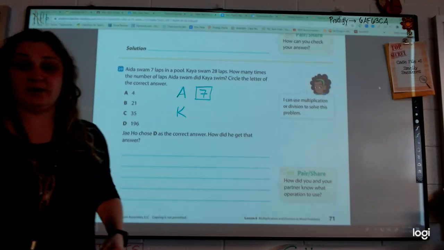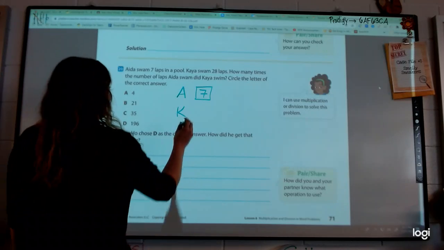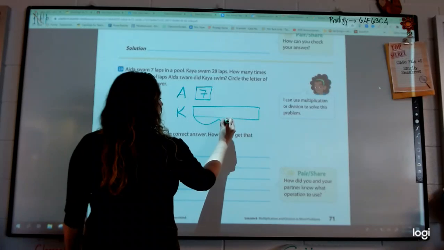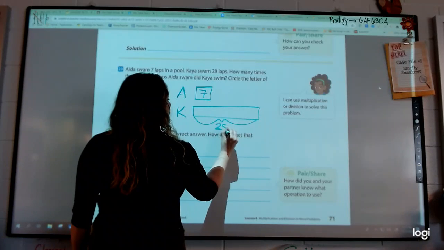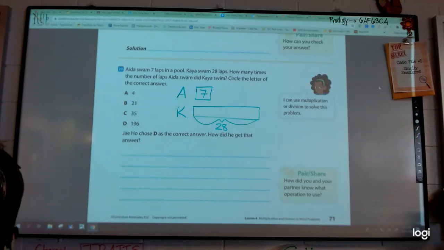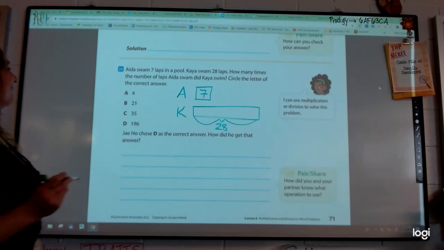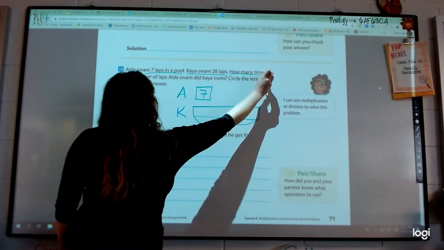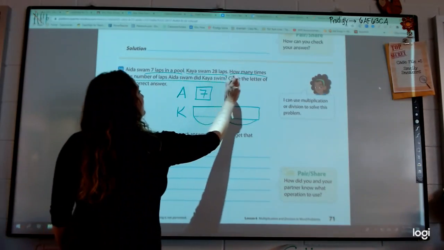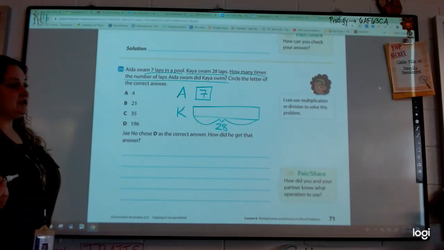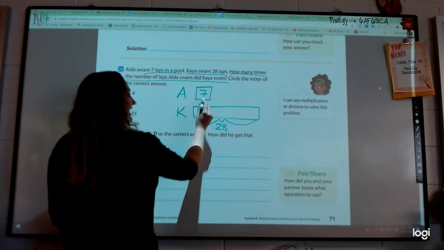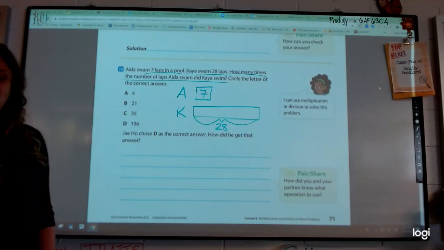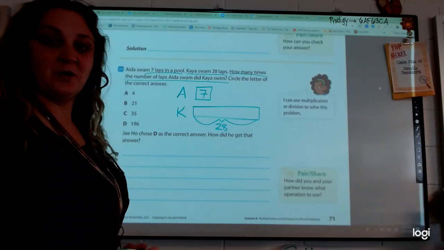All right, we know Kaya swam more. She swam 28 laps. So she's got more laps. I don't know by how many, but she swam 28 laps. You know, I forgot to underline our important stuff, so there's those 2 bits. How many times the number of laps Ada swam did Kaya swim? So, I need to know how many groups of 7 go into 28. How many groups of 7 go into 28?